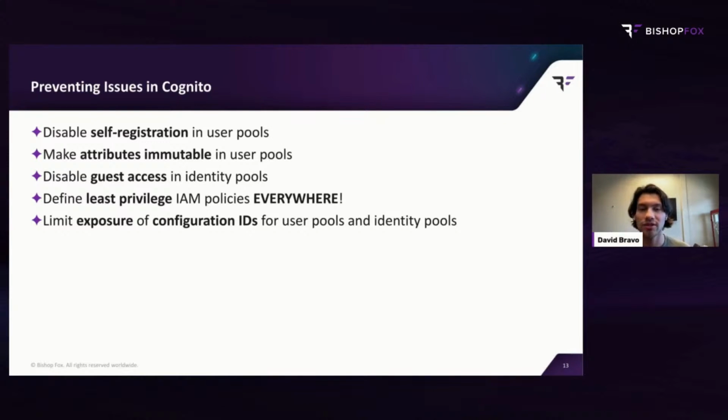And then limit exposure of configuration IDs. So these are for user pools and identity pools. Again, these are kind of like reaches. I don't think they're nearly as critical as the other ones. But if it's so up in my face and I'm assessing an app or helping someone assess an app, these are things that I'm thinking about. Where are they? How do I get to them quickly so that I can start pivoting into the instance?